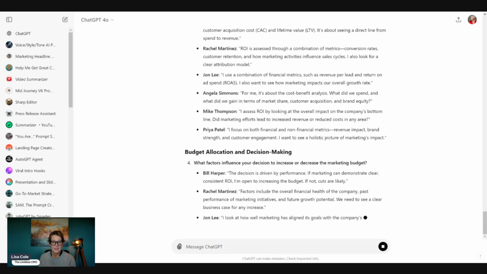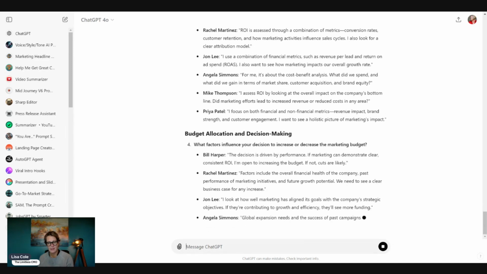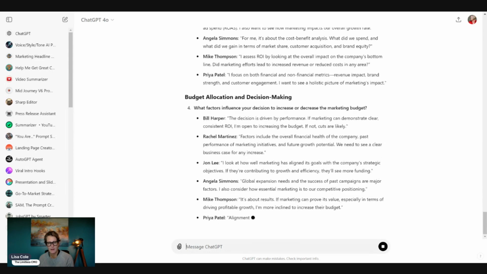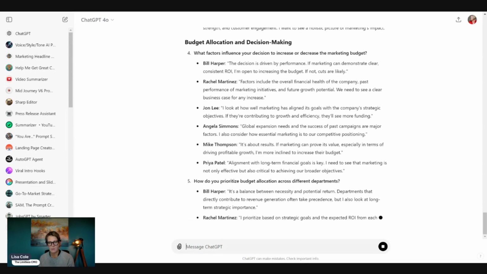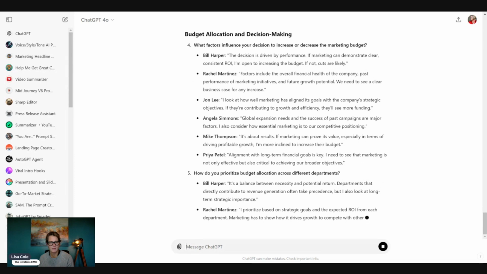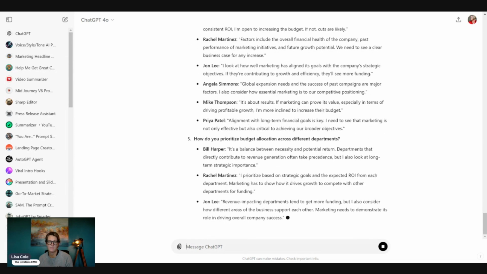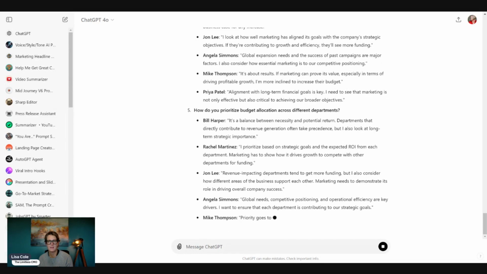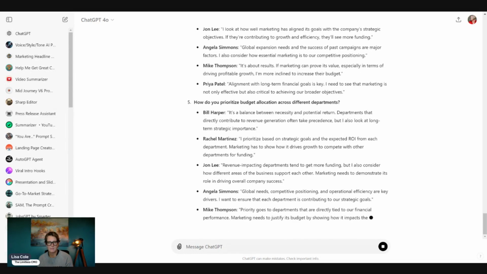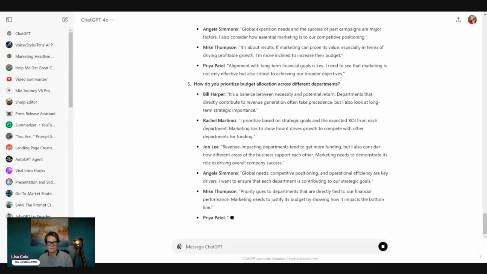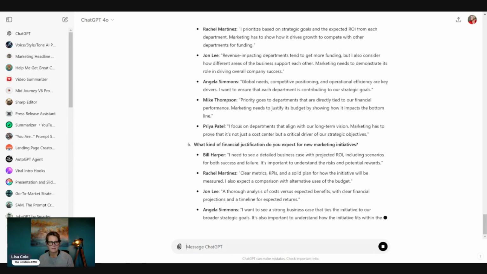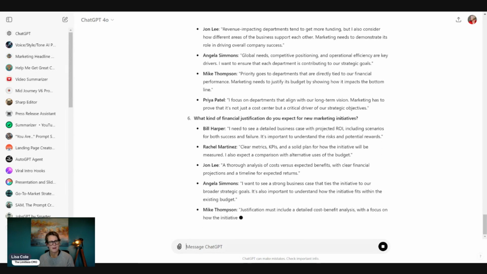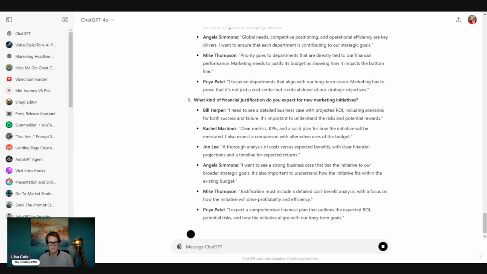Bill Harper: the decision is driven by performance. If marketing can demonstrate clear and consistent ROI, I'm open to increasing the budget. If not, cuts are likely. John Lee: I look at how well marketing has aligned its goals with the company's strategic objectives. If they're planning on contributing to growth and efficiency, they'll see more funding. For Mike Thompson, it's about results. If marketing can prove its value, especially in terms of driving profitable growth, I'm more inclined to increase their budget.